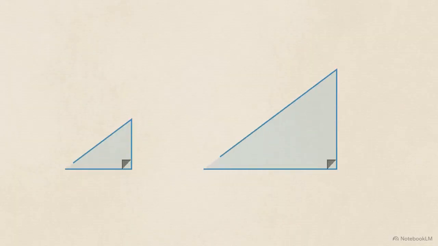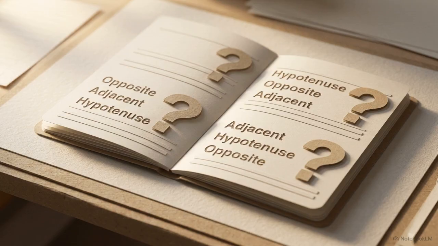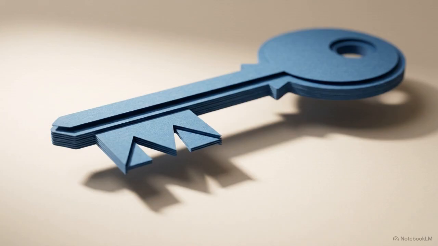To solve for missing angles, we use the fact that the ratio between two sides is always constant for a specific angle. We just need a way to remember which sides to compare. To keep these ratios straight, we use the word SOHCAHTOA. This memory tool tells us exactly which triangle sides to divide to find our answers.